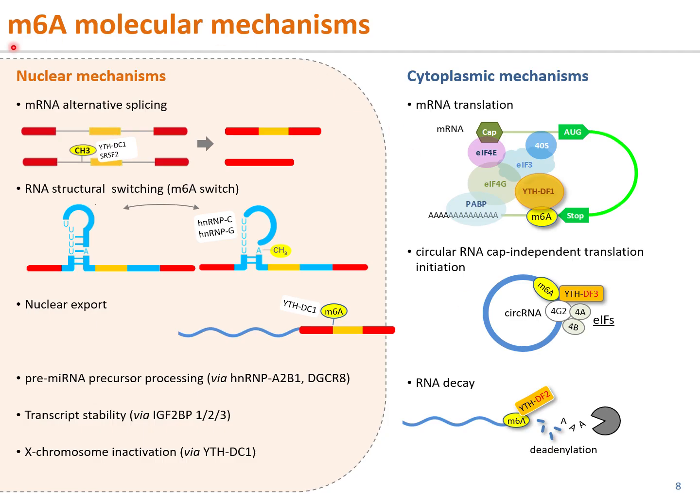So what are the molecular and biological functions of m6A modification? In the nucleus, m6A modification in the transcript is read by YTHDC1 or serine arginine splicing factor SRSF2, which determines the splicing of the intron and alternative splicing. m6A modification also causes RNA stem loop fold structural change. This m6A switch is read by HNRNPC and HNRNPG readers.